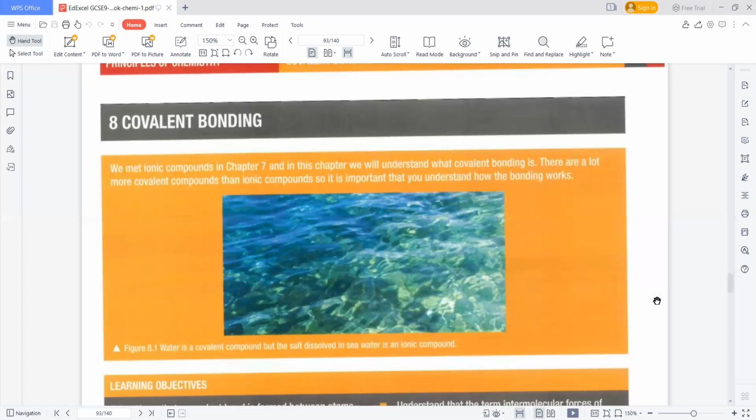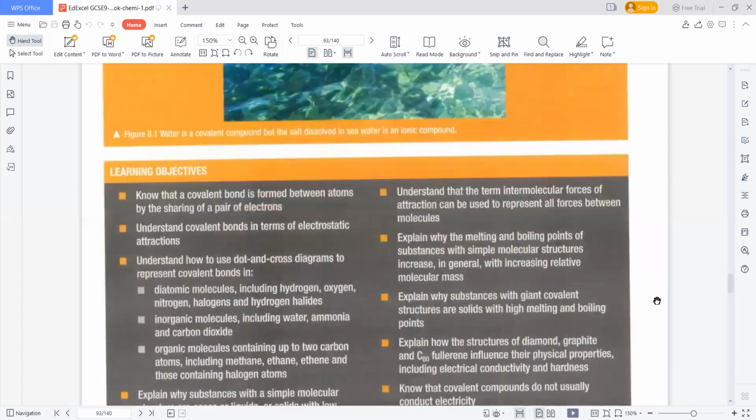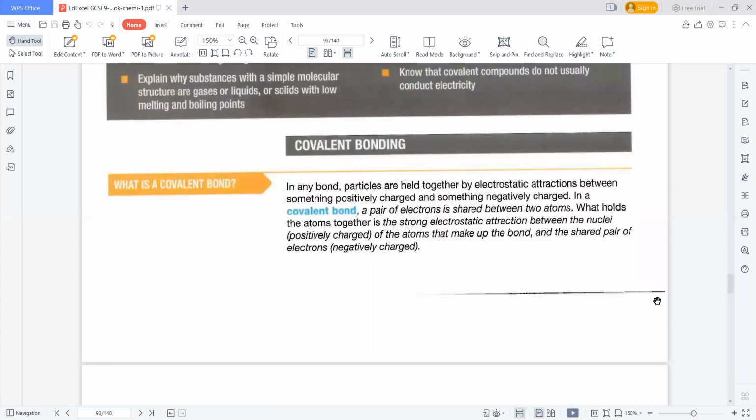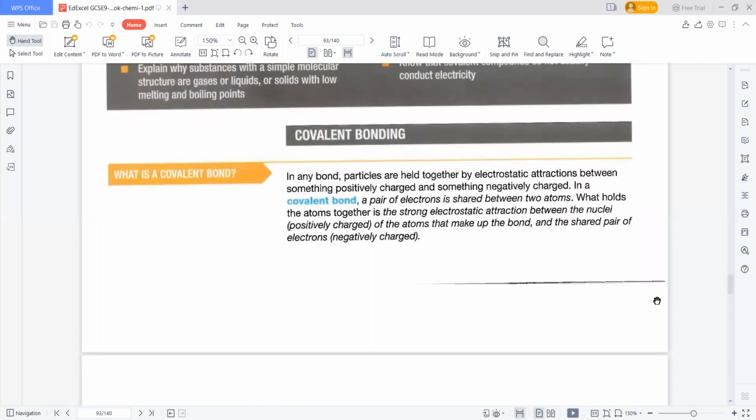So when there is an electronegativity difference between two non-metallic groups or two non-metallic elements, they are going to share the electrons. Generally, the sharing is attracted more towards the element that is more electronegative than the one that has the least electronegativity.